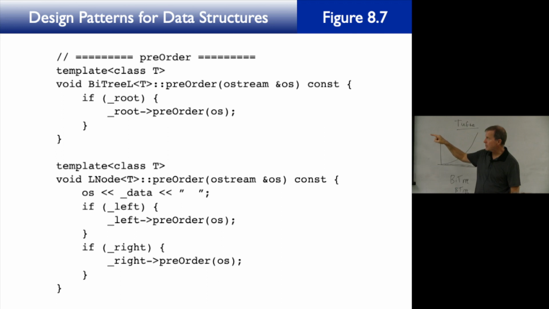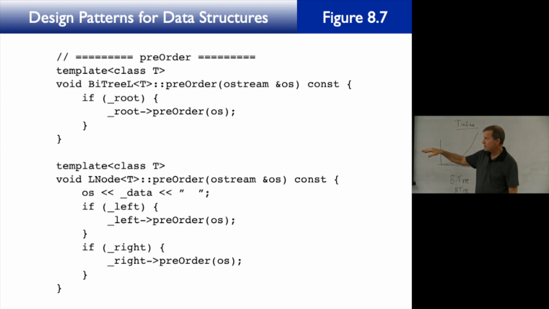If _root is not equal to the null pointer, then you do the root. But if it is equal to the null pointer, then you don't do anything. So nothing comes out because the tree is empty. Are you with me? But then the pre-order of the tree version calls the pre-order of the node version.